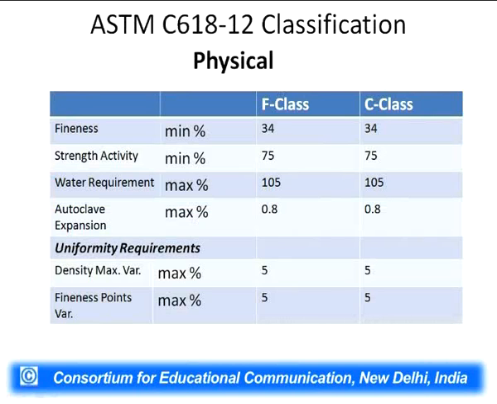Some physical properties, the comparison of some physical properties in both the classes, whether it is class F fly ash or class C fly ash. As far as fineness, strength, water requirement, autoclave, etc., and density or fineness point is concerned, more or less all the physical properties are the same in both the cases, whether it is class C fly ash or class F fly ash. Thus, we can say that in both the cases, the significant variation happens in case of chemical properties, but not in case of physical properties.